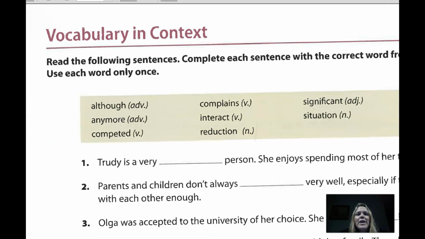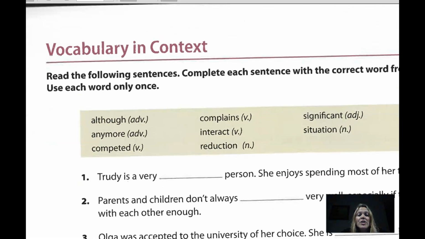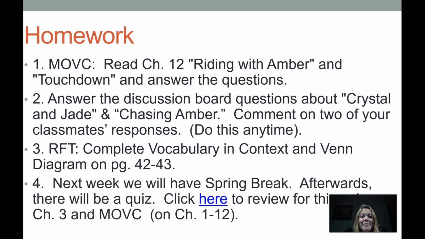Okay, guys, we're going to do vocabulary in context tomorrow in class or Wednesday morning. And your homework is to read Chapter 12, Riding with Amber, right? Somebody's gonna be riding with Amber. And touchdown. That's something from football. When you throw a ball and somebody catches it in the end zone and you get 6 points. Touchdown. Ooh, I want to read that.